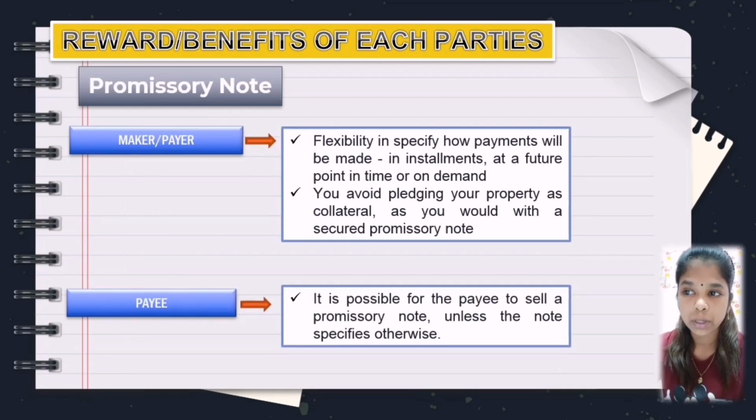Next is promissory notes. The maker or payee has flexibility in specifying how the payment will be made, for example, in installments, in the future, or on demand. You can avoid pledging your property as collateral, as you would with a secured promissory note. For the payee, it is possible to sell a promissory note unless the note specifies otherwise.